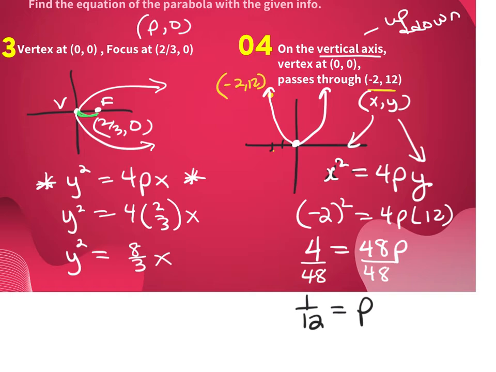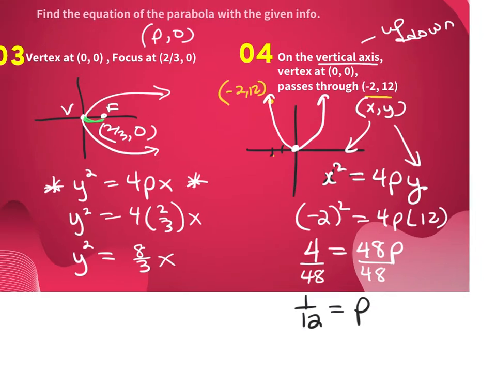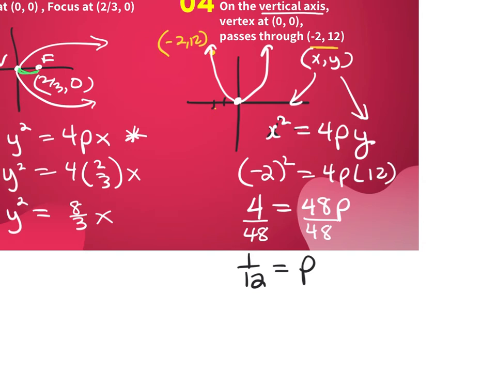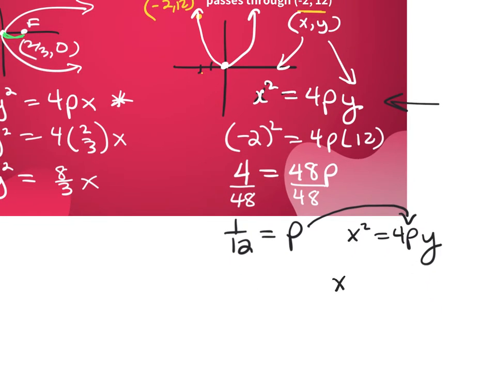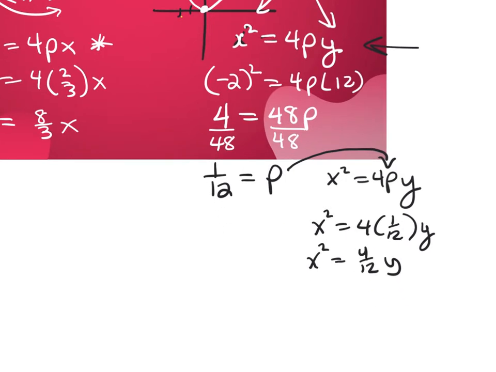Now that I have the p-value, I can go back to the original equation, x squared equals 4py, and plug in the p I just found and leave the x and the y there. So x squared equals 4 times 1/12. Multiply 4 times 1/12, and I get 4/12, which I guess I can show first, and then I reduce it to 1/3.